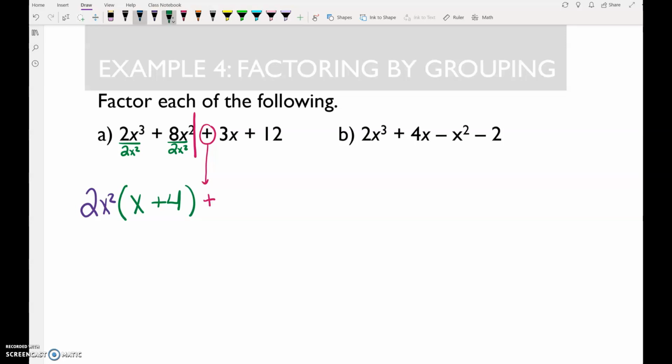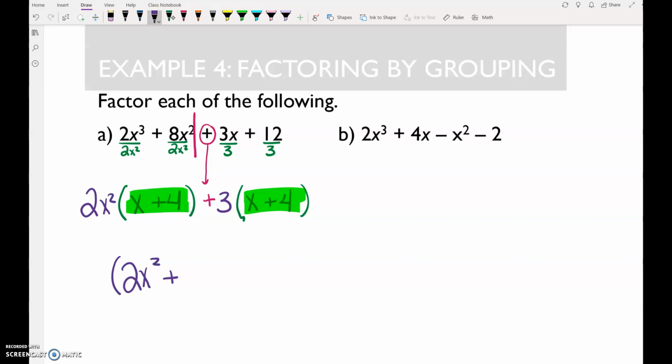Now think about 3x and 12. What do 3x and 12 have in common? 3. 3x divided by 3 is x. 12 divided by 3 is 4. These 2 sets of parentheses should be identical. If they are not identical, you either did it wrong or it can't be factored. Your final answer, your final factored form would be 2x squared plus 3 times the quantity x plus 4.